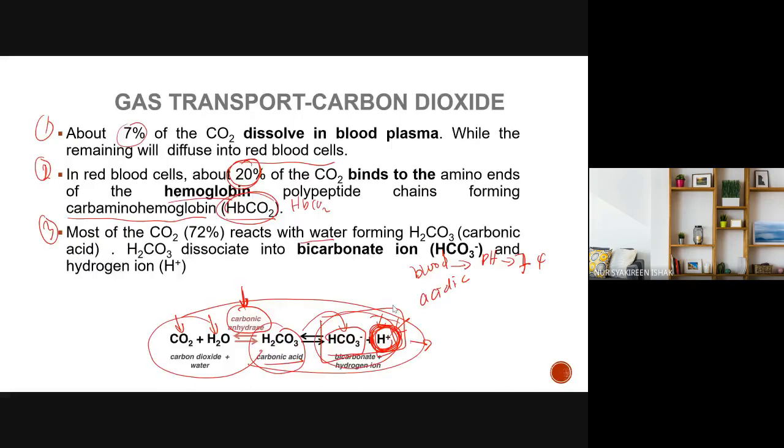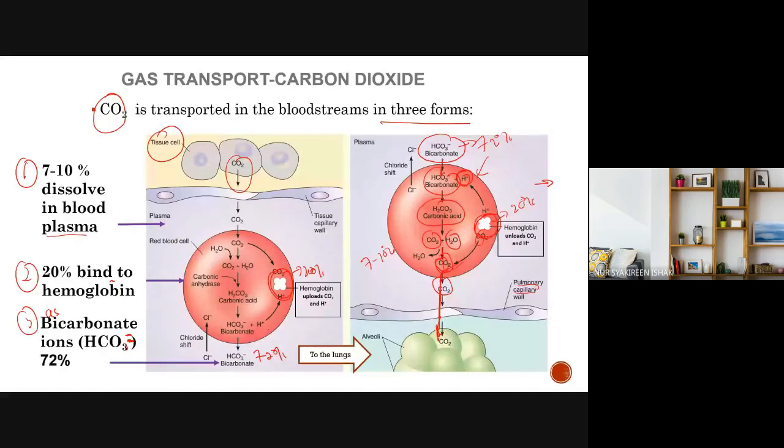So nampak bicarbonate ion ni dia akan ada dalam awak punya blood plasma. Dia tak duduk dalam awak punya red blood cells. Cuma reaction sebelum nak hasilkan bicarbonate ion ni berlaku dalam red blood cells. Okay, berlaku dalam red blood cells. Setelah terhasil bicarbonate ion, dia akan travel to your lung as bicarbonate ion. Bila dah sampai lung, baru dia akan masuk balik dalam red blood cells awak, undergo the reverse reaction. Okay, so the reverse reaction is also catalyzed by the enzyme carbonic anhydrase tadi.